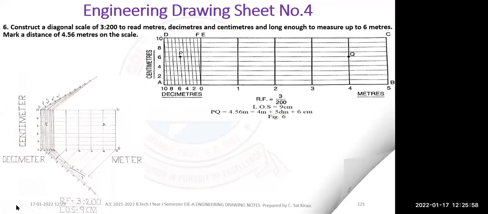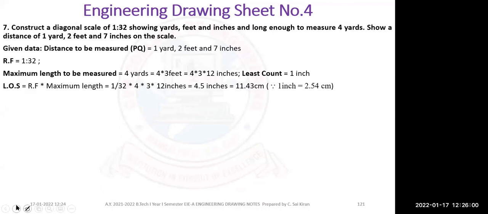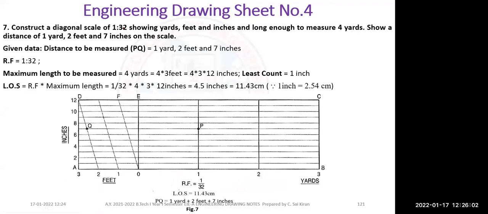I'm going to the next topic. So this is also the same problem. Don't draw this one, just listen. The RF is mentioned as 1 is to 32. You have to measure yards, feet, and inches. Then the maximum length is 4 yards, and on this one, you have to measure 1 yard, 2 feet, 7 inches.